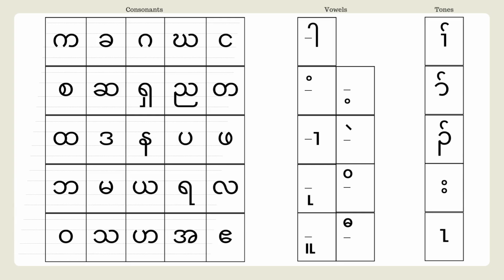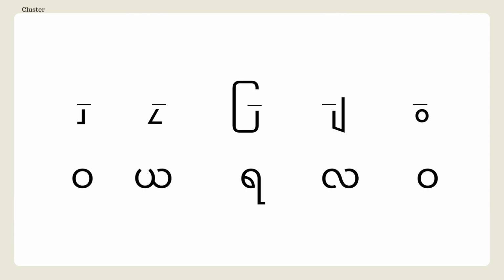So far, we have already learned all our 25 consonants, all our 9 vowels, and all our 5 tones. How did you go with them? Today, we're going to learn what we call clusters.